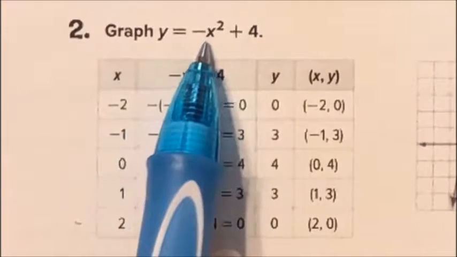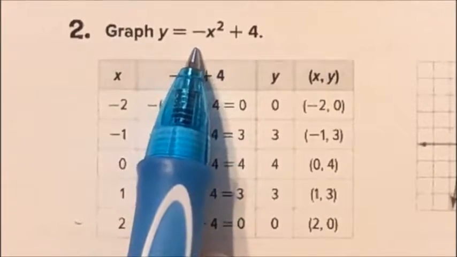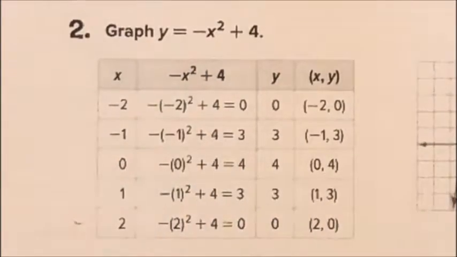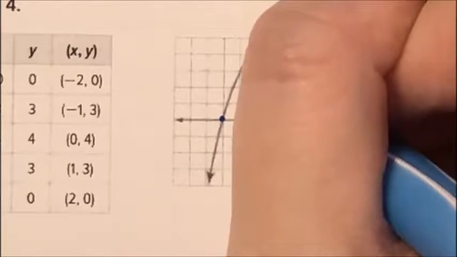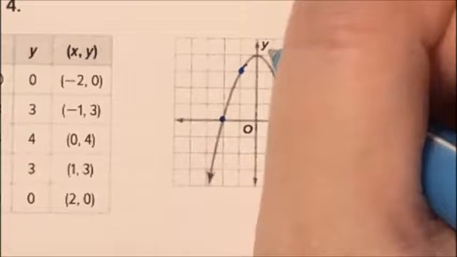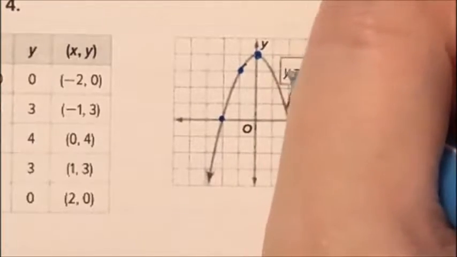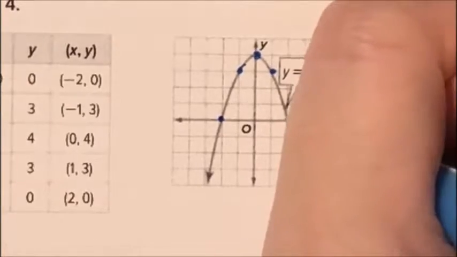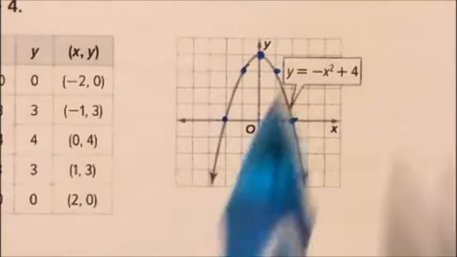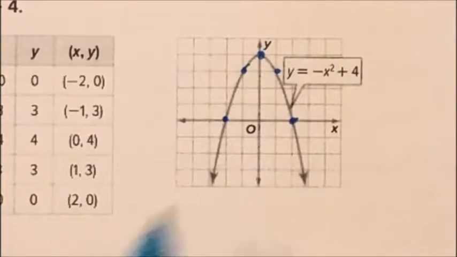Notice there's a negative out in front, so that means my parabola is going to go downward. If I look at my graph, I can plot my points. (-2, 0) is right there. (-1, 3), (0, 4), (1, 3), (2, 0). And again, this is a downward parabola because my coefficient was negative.